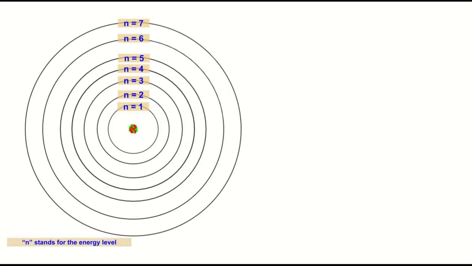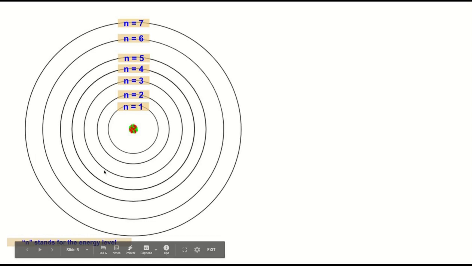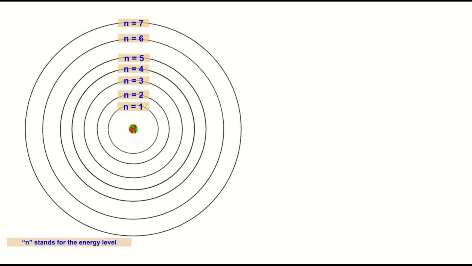And so you can see each of these rings. Sometimes we call these shells, but these are the energy levels. The first energy level is the one that's the closest, then second, third, fourth, fifth, sixth, and seventh, and so on. N is a letter that we use that just stands in for energy level.